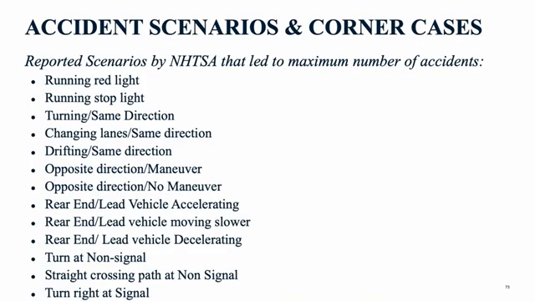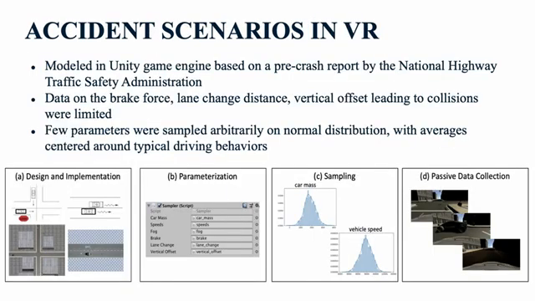The sets of accident scenarios that we simulated, and the sets of corner cases we were able to capture through our simulations, are based on the scenarios reported by the NHTSA. These are the sets of scenarios that led to the maximum number of accidents. These accident scenarios are simulated in the virtual world and modeled by the Unity game engine based on pre-crash reports. The data on braking forces, lane changes, distance, and vertical offset leading to collision are generally very limited. However, through the use of the Unity game engine and a simulation engine, we are able to capture those.